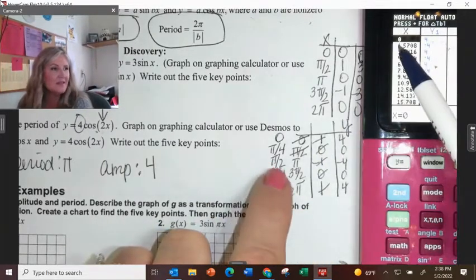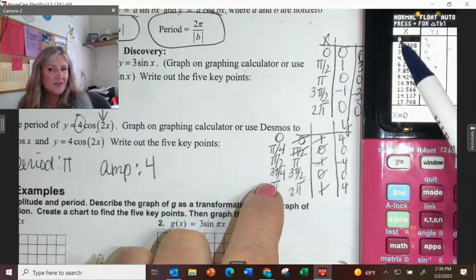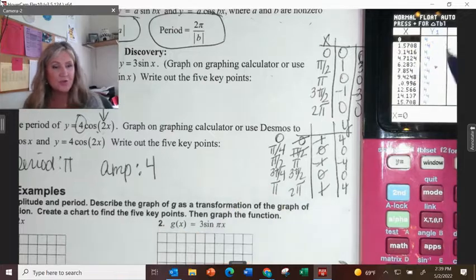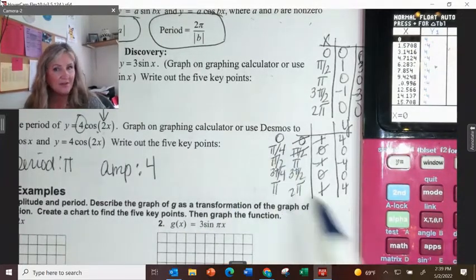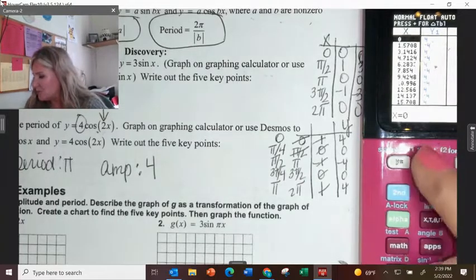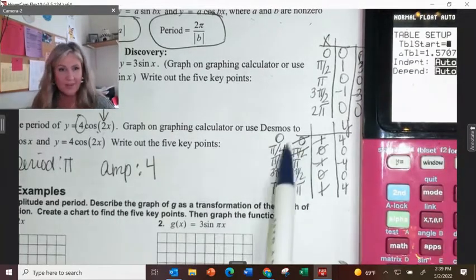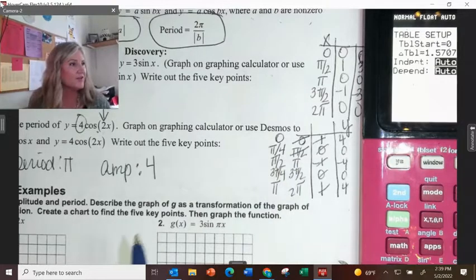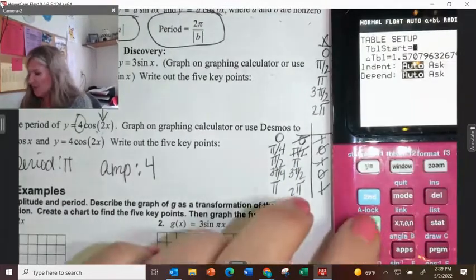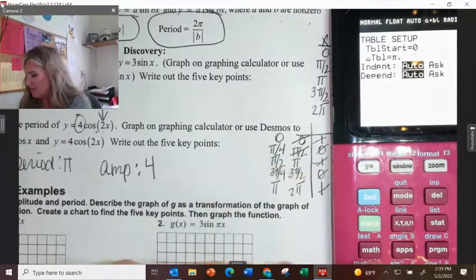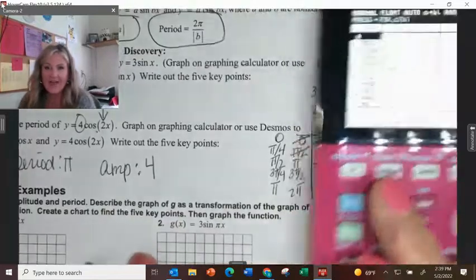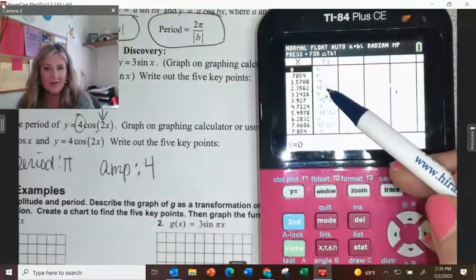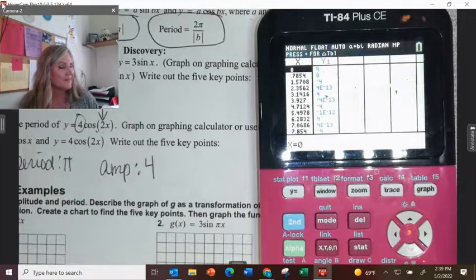Why is that? How much are these increasing by? What's 1.57 in radians? Pi over 2. That's not what we're increasing by. What are we increasing by? Pi over 4. So I've got to go to my table setup and say, no longer are we increasing by just pi over 2. We're increasing by pi over 4. So we're going to have to change this delta table to pi divided by 4. And now when we look at the graph, now we can see it. 4, 0, -4, 0, 4. Makes sense? Okay.